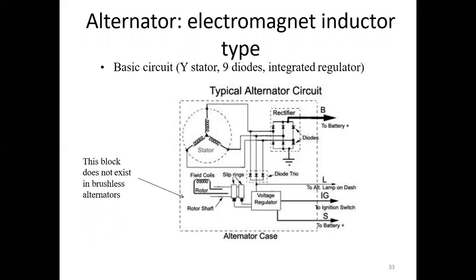Here they are using the stator with the rotor, with permanent magnet or electromagnet. The rotor shaft is connected with slip rings, which feed the voltage regulator. From the voltage regulator, it defines the different power supplies, like plus 12 volt, plus 24 volt, plus 15 volt. This slip ring block does not exist in the brushless alternator, where they do not use the rotor shaft and field coils. So this is a basic alternator case.